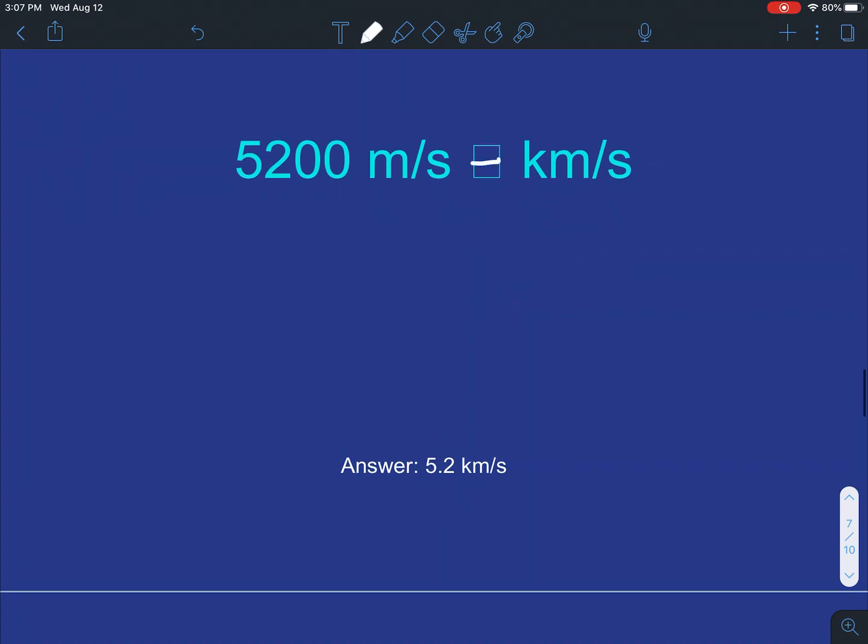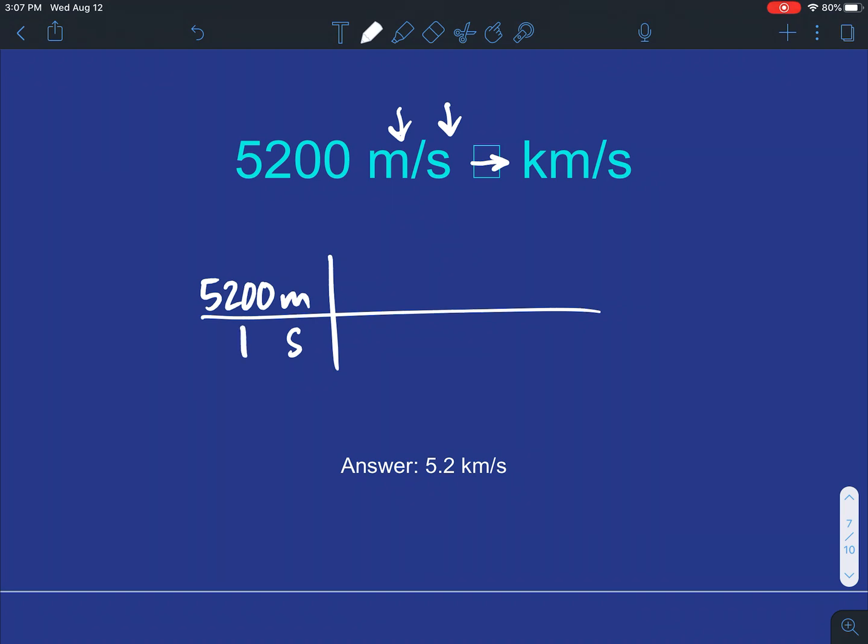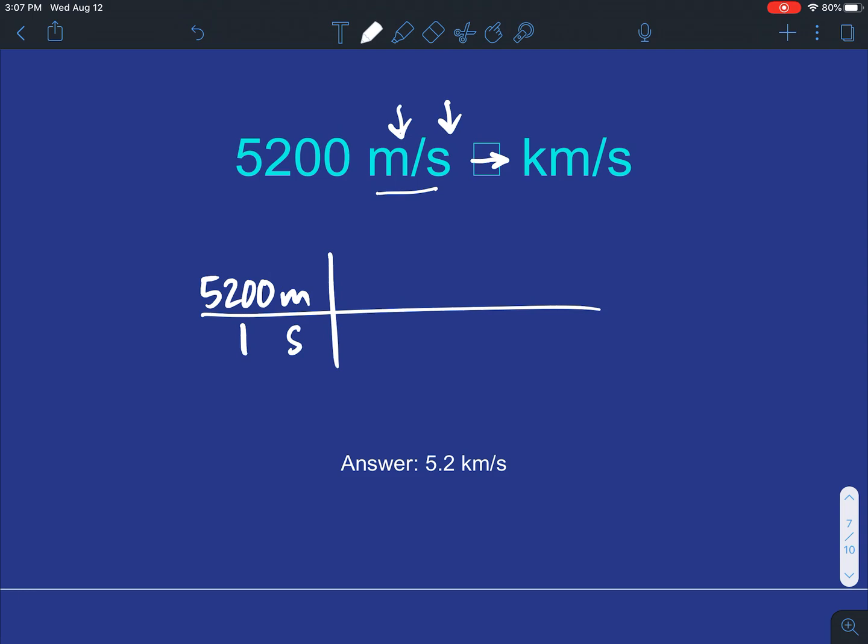Next problem. Something funky happened to my equal sign here. So I want to change 5,200 meters per second into kilometers per second. So notice here, this is a little bit more complicated because we have 2 different units. Okay, so first things first, the way that you write this is 5,200 meters per second. This is like saying I can go 5,200 meters in 1 second. Think about like miles per hour. 30 miles per hour means I could go 30 miles in 1 hour. Okay, so I'm just taking this unit that we've written in shorthand and breaking it up here in my boxes.